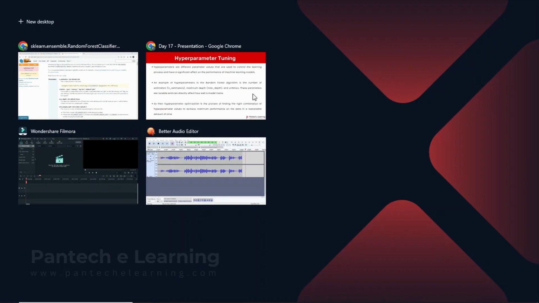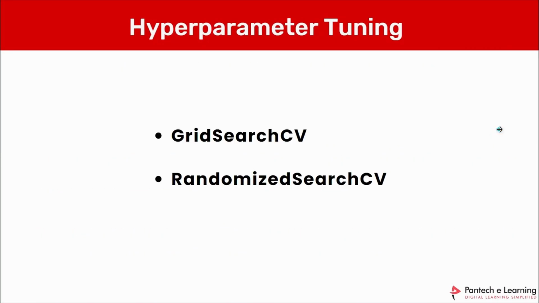To achieve that, we will be using two tools that are available. One is easy, another one is time consuming. We will see that one is grid search CV, another one is randomized search CV. Grid search will go one by one and search on every grid which is given, and randomized search CV will do a randomized search and give you quick results. And what is CV? CV is cross validation.